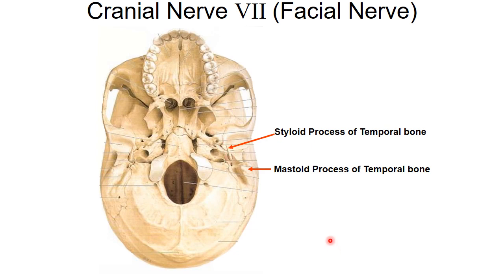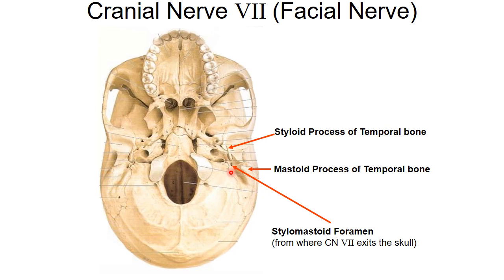Again, we've covered that before, but in between them, you can see a little opening. There's a little hole right here. This is one of many holes, openings that you're going to learn in this skull. This is called the stylomastoid foramen. It's just named for the fact that it's right between the styloid process and the mastoid process. It's directly in between them, and so it's called the stylomastoid foramen.